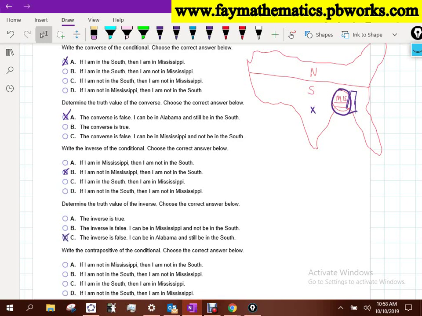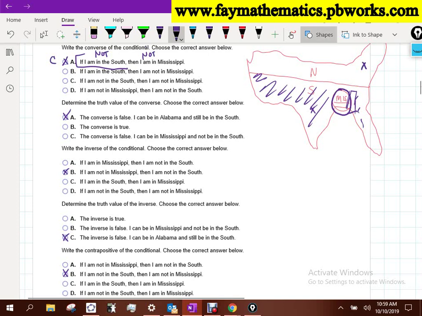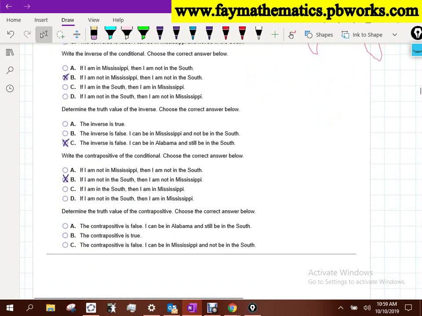So there's my counterexample. It says write the contrapositive. Contrapositive would be taking this, so this is the converse. You'd be taking this statement and putting not here and not there. So if I am not in the South, then I am not in Mississippi. So if I'm not in the South, I cannot be in any of these areas here. So then it has to put me up maybe in the North. Well, if I'm in the North, there's no way they can be in Mississippi. So that's got to be true. All right, so the contrapositive is true.